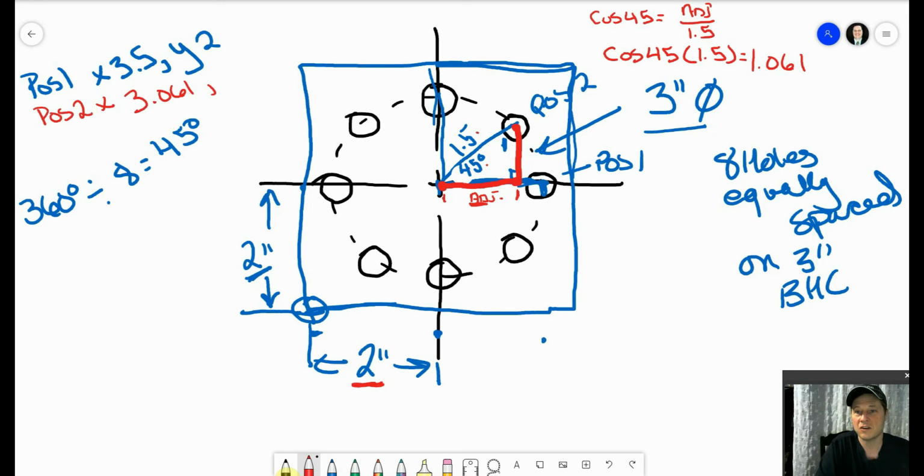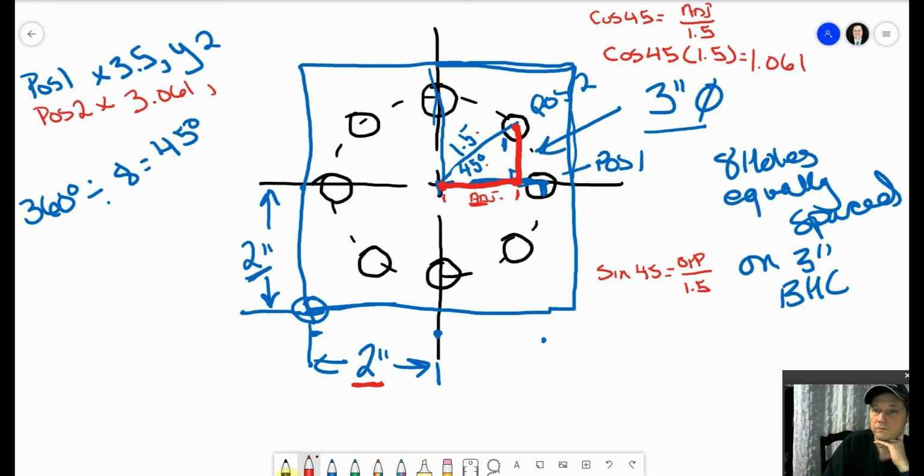So now we need to solve the opposite side. So we have a reference angle, opposite, and hypotenuse. So that's going to be sine, right? Because it's opposite and hypotenuse. Sine 45 equals the opposite divided by 1.5. Now, if I'm not mistaken, this should be exactly the same answer because it's a 45-degree angle, right? So just to verify, we'll do sine 45 times 1.5, and it is in fact the same, which it should be.